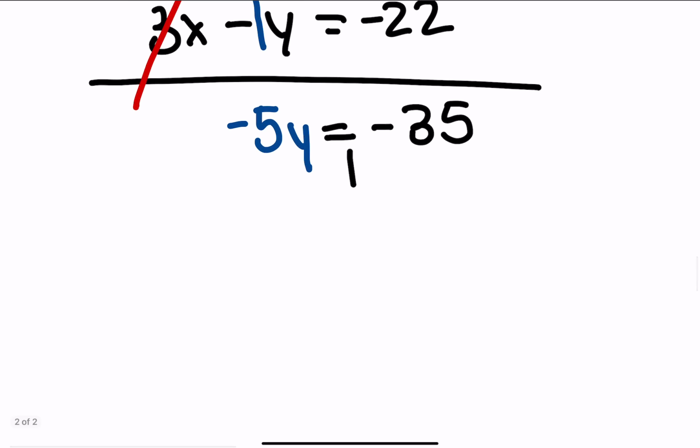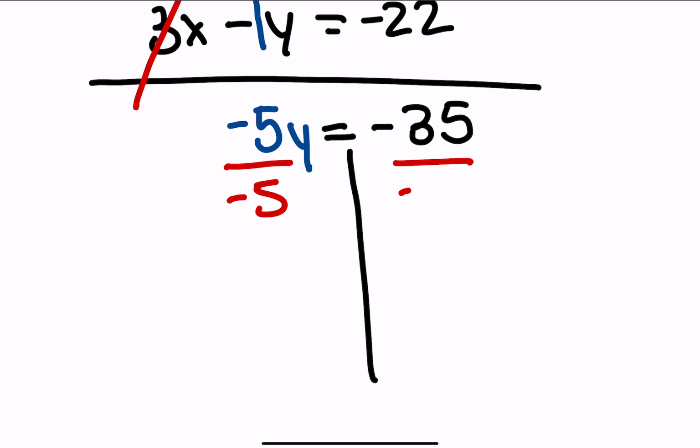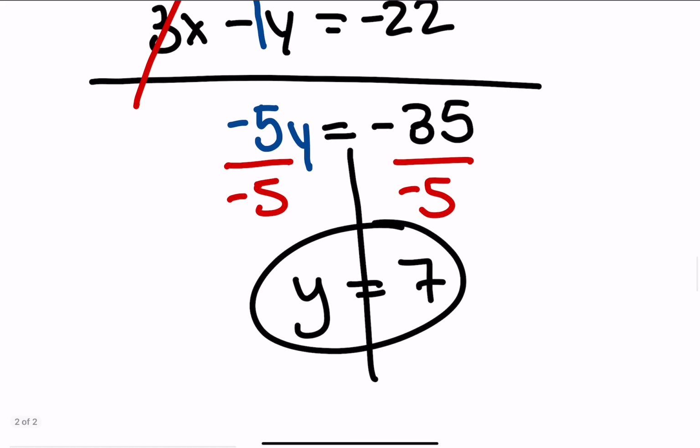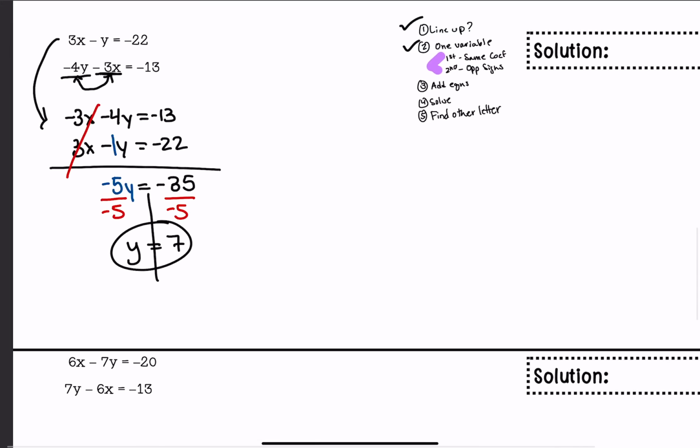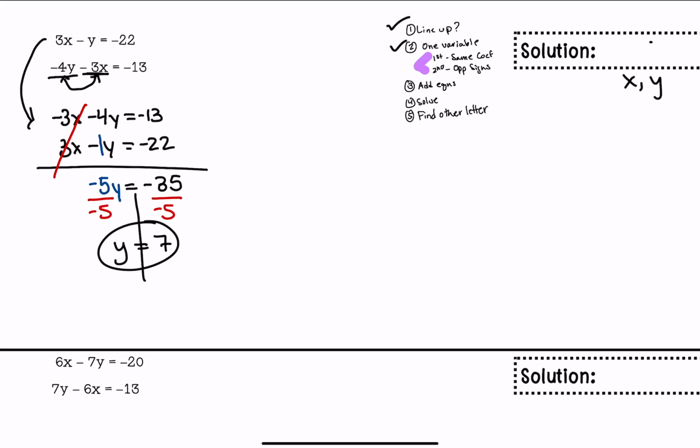Hey, we're done. We have one letter. All we have left to do is dividing. So let's divide away that negative 5 so that we get y equals 7, because negative 35 divided by negative 5 is a positive 7. So we know y's number is 7. We need to figure out x's number.